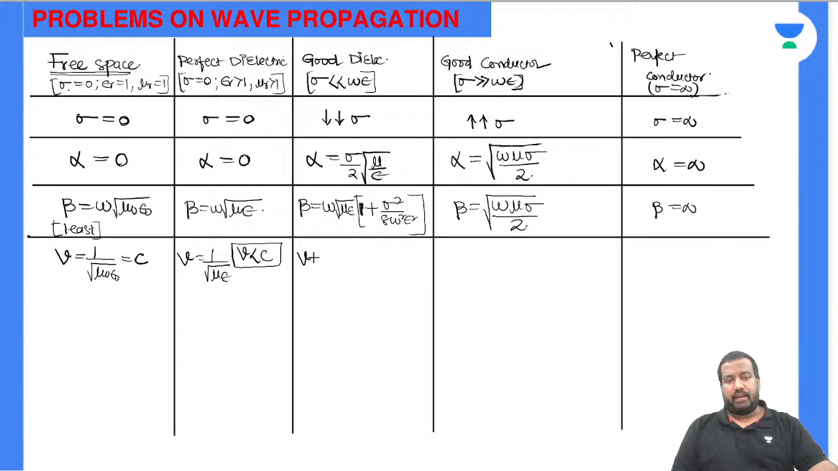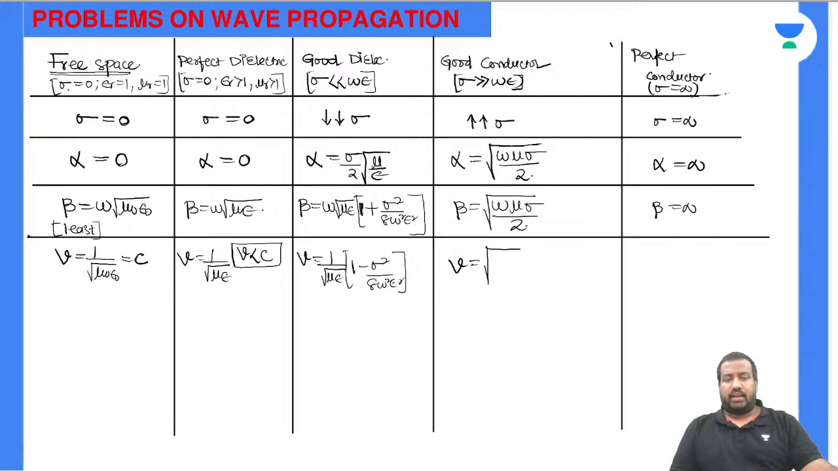Velocity here is 1 by under root of mu epsilon into 1 minus sigma square by 8 omega square epsilon square. Minus means it is less than this value. This is c, this is less than c, this is less than c minus this, and it is still less. So velocity is gradually decreasing.